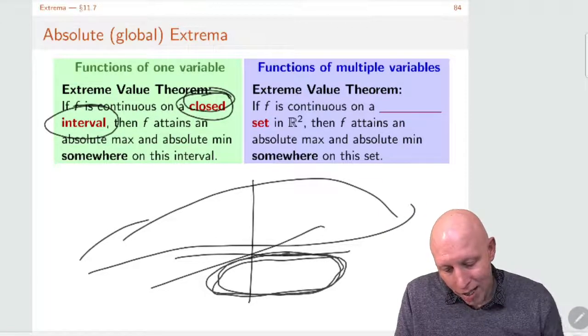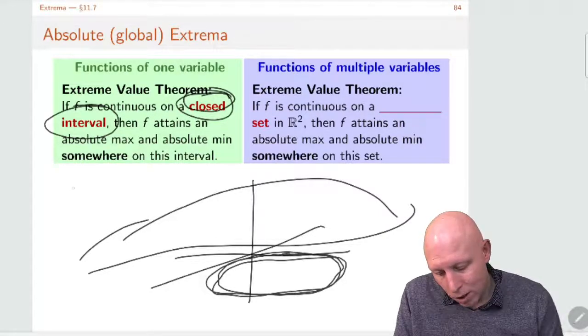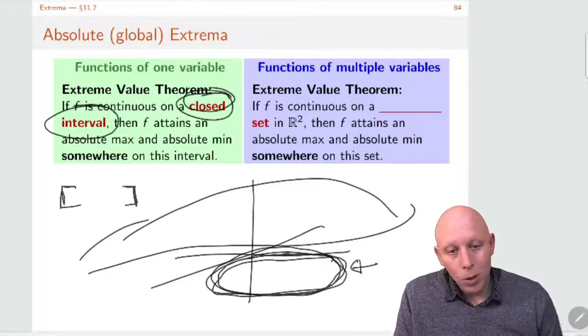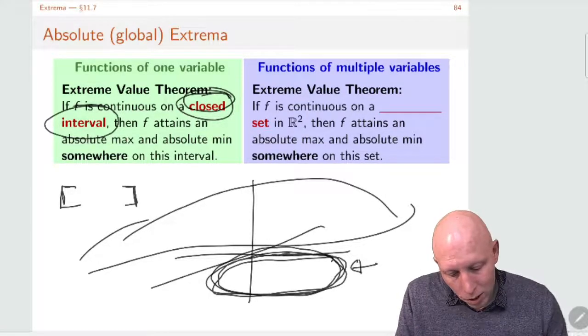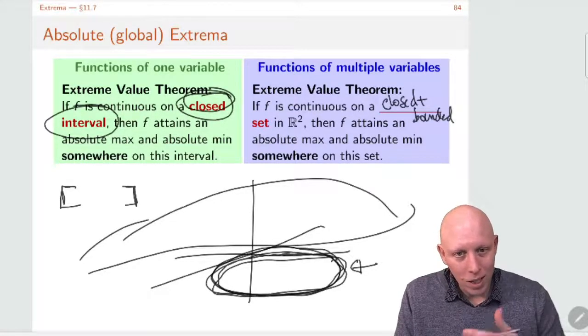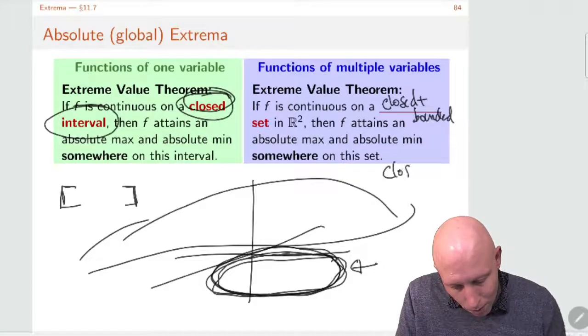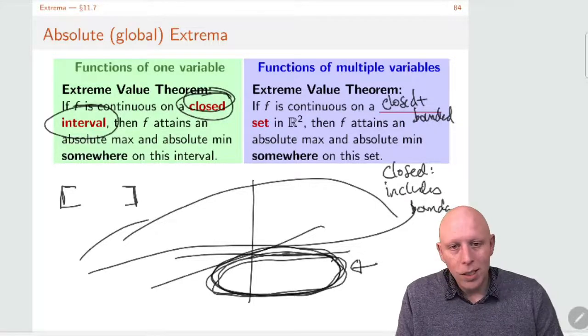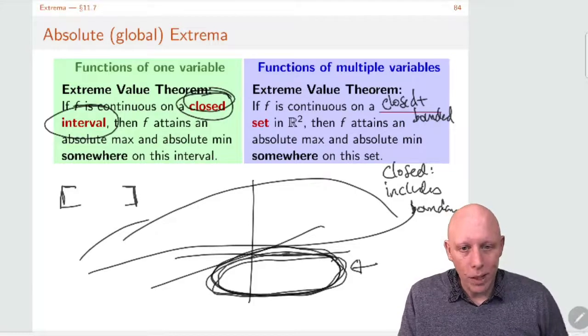We need that, just like a closed interval includes its boundary, we need here our set to include its boundary. So we're going to call this a closed and bounded set. So it has to be closed, where it includes its boundary. And it's bounded in that it doesn't go off to infinity.